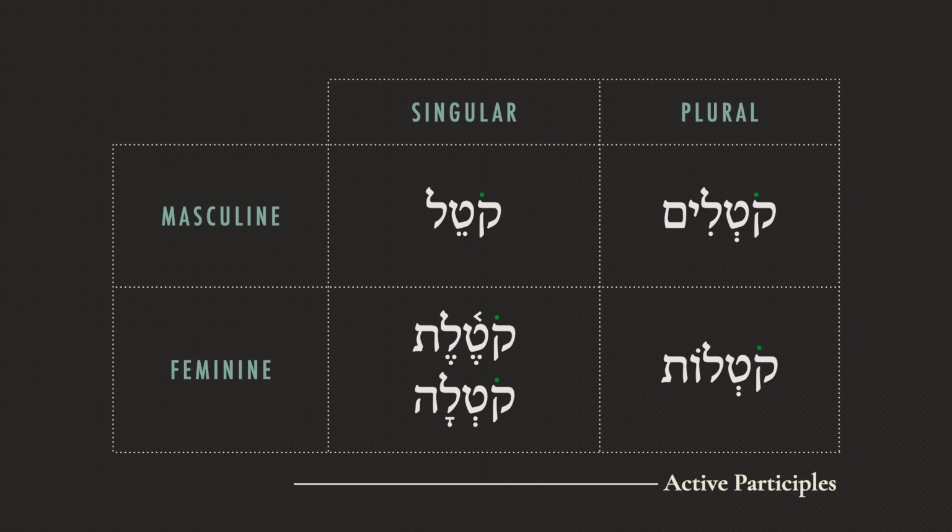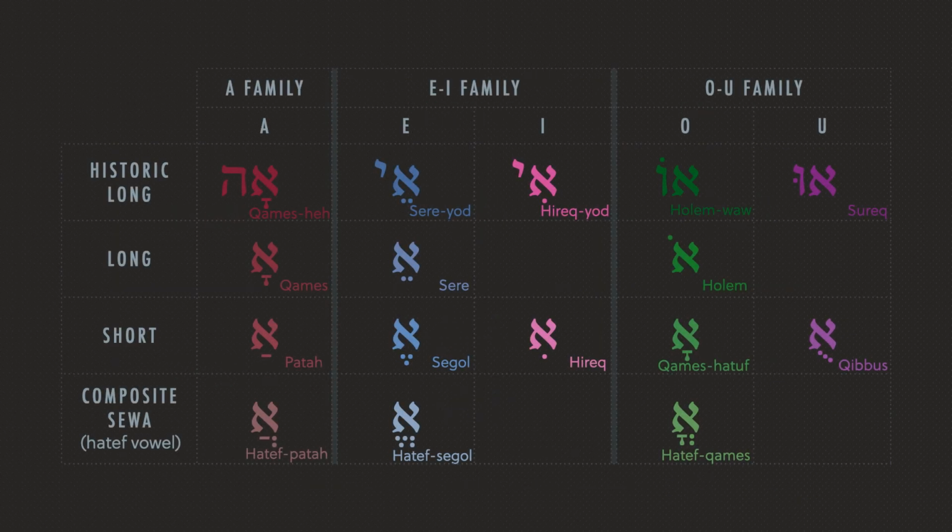And I have purposely put the long O vowel in green to match the vowel chart. Remember, here is our vowel chart. The O vowels are green, and the holem and holem vav, those long O vowels, are this nice dark green. So that's what we've put in the chart here.